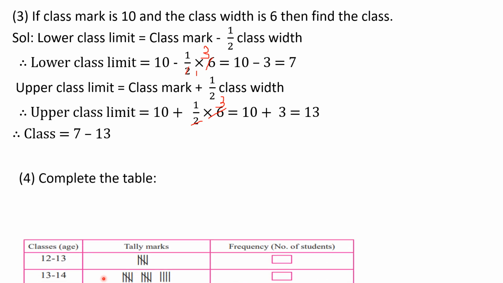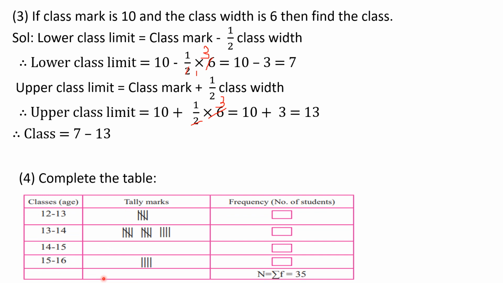Complete the table. So here the table is given, students. There are three columns: classes, tally marks and frequency. Now students, can you see the first class is 12 to 13, then 13 to 14, next class 14 to 15, then 15 to 16. This is a continuous class. Are you getting it? See, 13, 13.